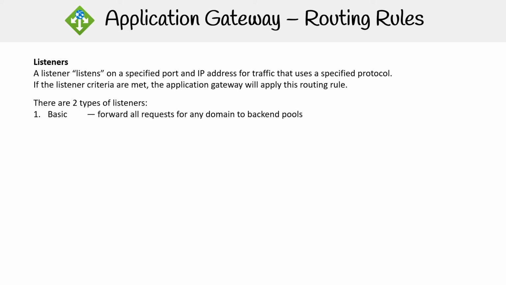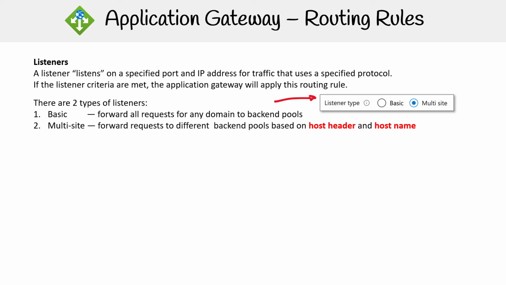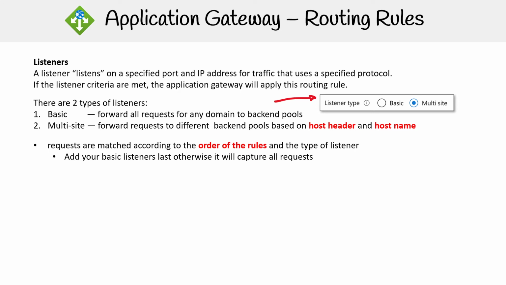We got basic, which forwards all requests for any domain to backend pools, and multi-site, which forwards requests to different backend pools based on host header and host name. So the thing is that you can have multiple listeners and you can have an order of them. And the idea is that you really want the basic to be last in priority, because if it's first, it's going to capture everything because that's its job. It's like a catch-all. So just make sure that if you're using multiple listeners, you put basic last. So that's just something you need to know.